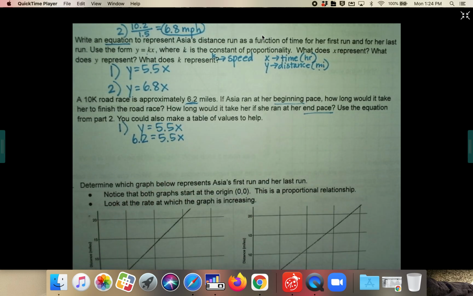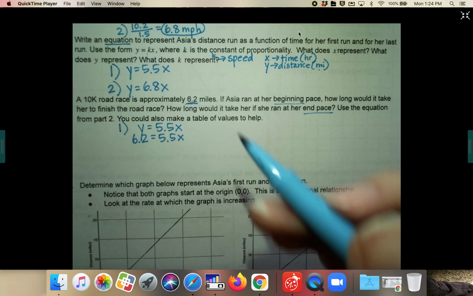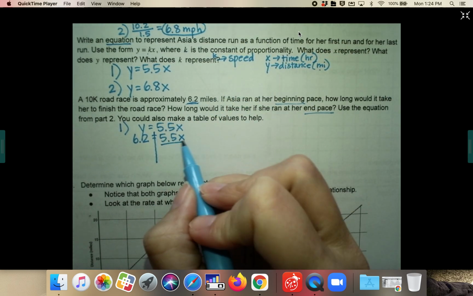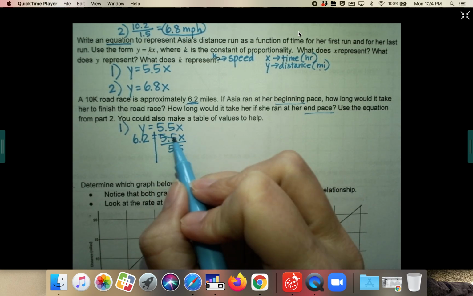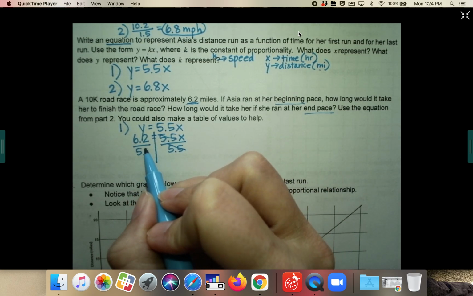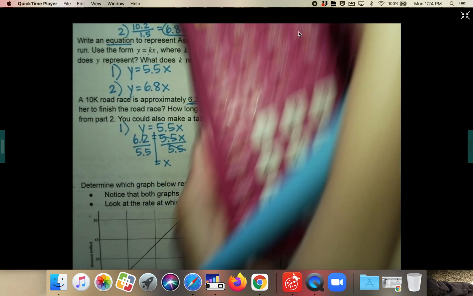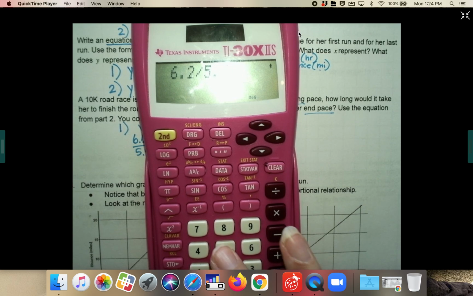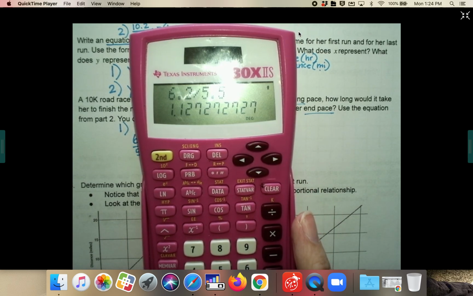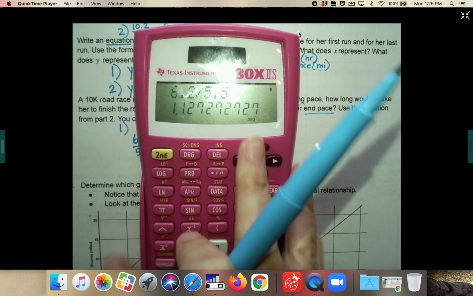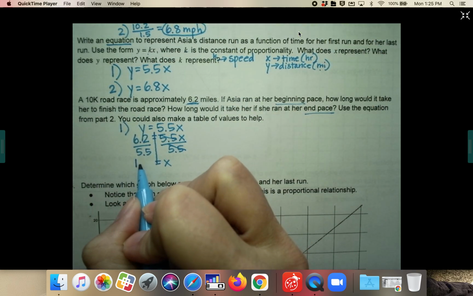Okay, and the reason we did a whole big unit right before this on equations is because you should know, in order to get x by itself, you would divide both sides by 5.5 in order to get what x is equal to. So 6.2 divided by 5.5 is a little bit over 1.127. So I'm going to call it 1.13. I'll bump the 2 up to a 3. So 1.13. And this is about 1.13.